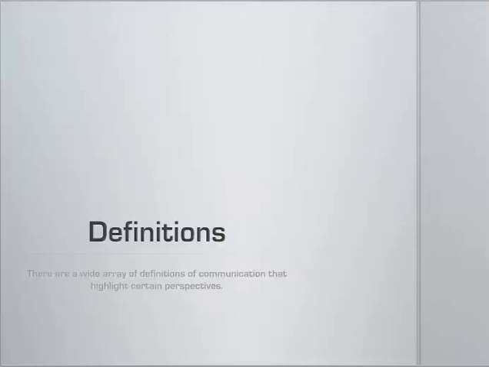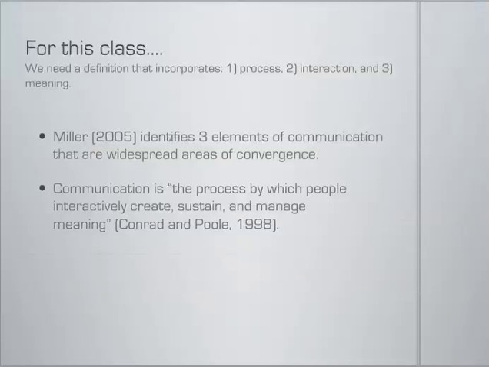I want to offer up some criteria for a definition that we would use in this class. That would be that it would meet Miller's 3 elements of communication that are widespread areas of convergence amongst communication scholars. The 3 areas are first process, secondly interaction, and third meaning. Process assumes that communication is continuous. That is, it doesn't stop. And it also is very dynamic. It's always changing. Secondly, interaction assumes that communication is transactional, that you exchange messages, and it's within social activity.